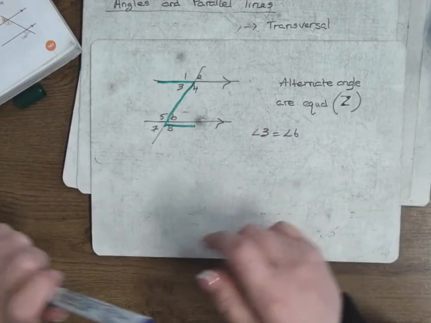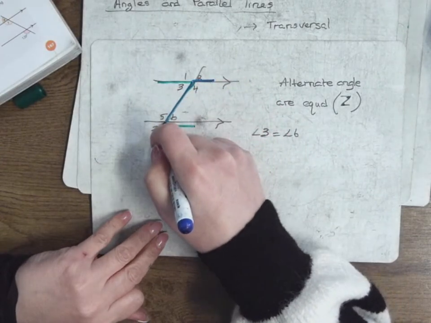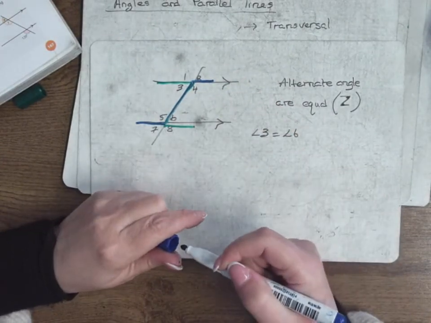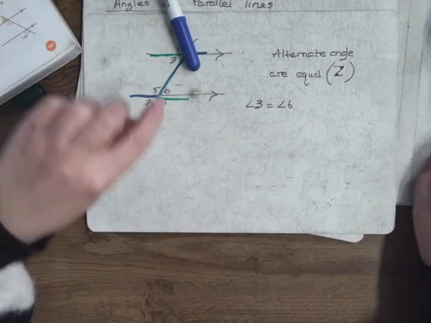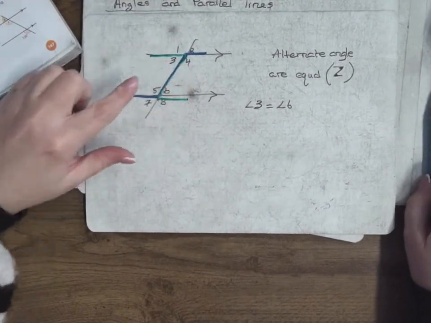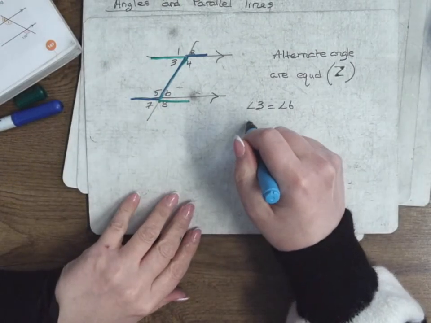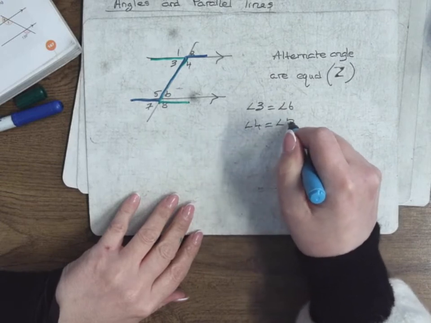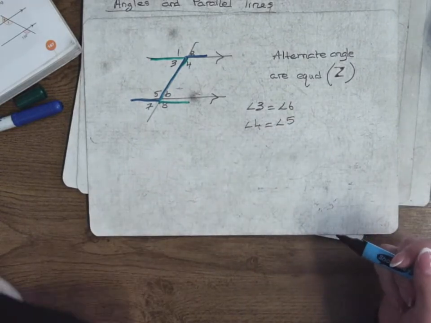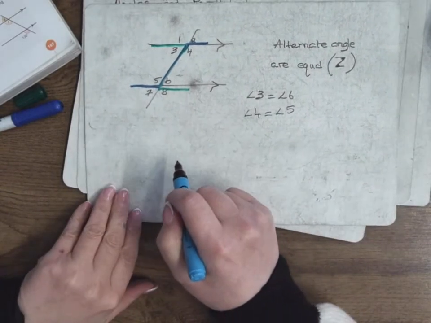Okay, I could do it backwards, kind of a warped looking Z, but it's still a Z, see it? What angles are equal there? 4 and, so it's the angles inside the Z. So angle 4 is equal to angle 5. Does that make sense? Right. Yeah, I have time for the last one.